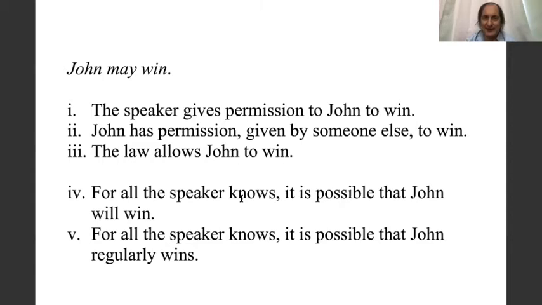Okay, so that's one class of cases, but we can also use it in a completely different way to say that, for example, for all that I know, it's possible that John will win. Something's happening tomorrow. John may win. John may lose. I don't know. There's no permission involved here. It's just completely talking about what I know is going to happen, or what I, in this case, don't know for sure is going to happen.